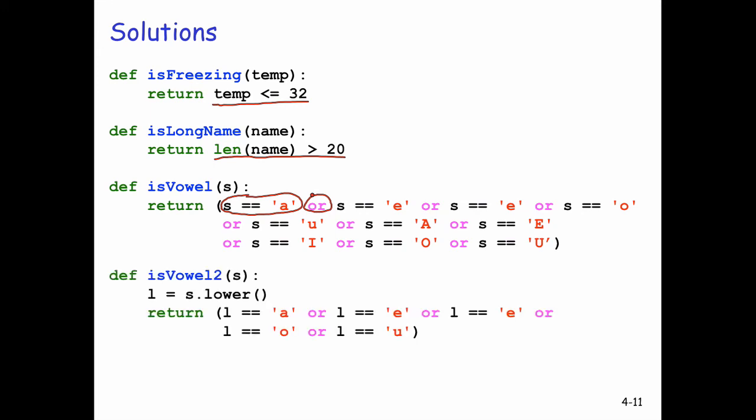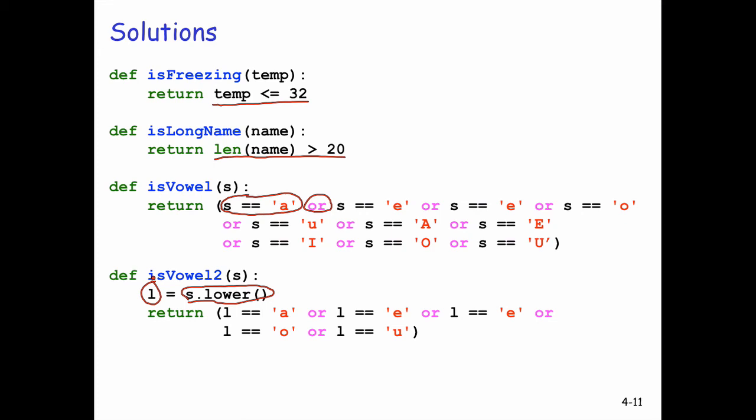We can simplify that a bit by using the lower method on strings to lowercase the string s. So this takes the lowercase value of s and names it in the variable l, and then we only need to check l against 5 possible lowercase vowels.